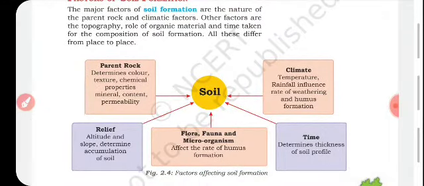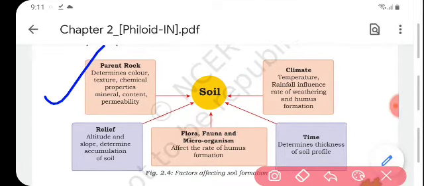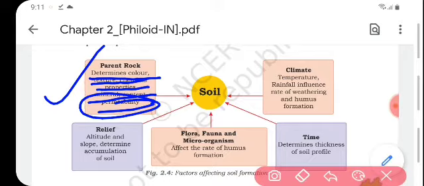So first is the parent rock. What does the parent rock do? Parent rock determines the color, texture, chemical properties, mineral content and permeability. What is permeability? Permeability is a quality which allows the transfer of water.